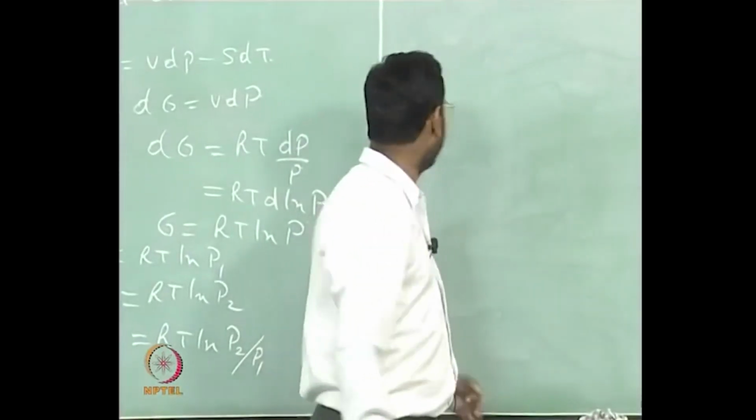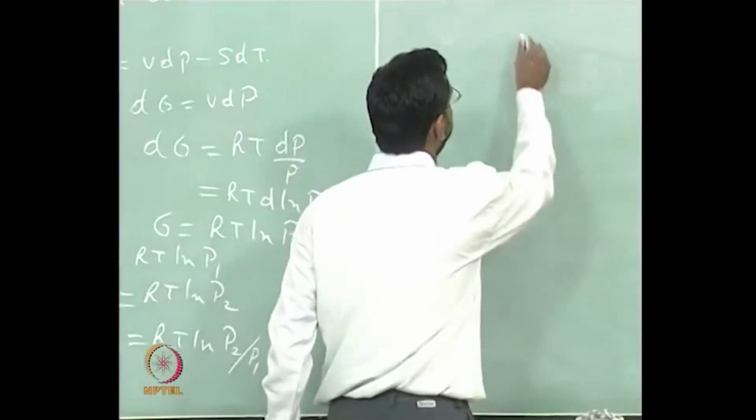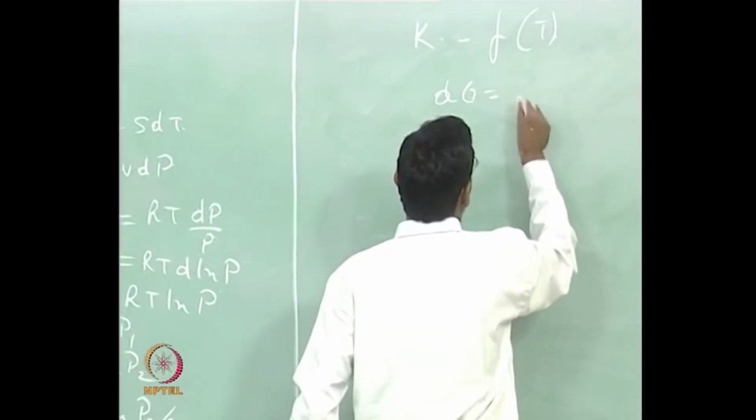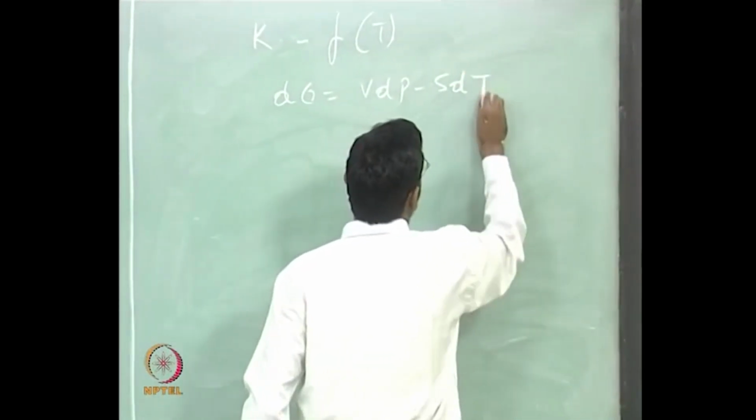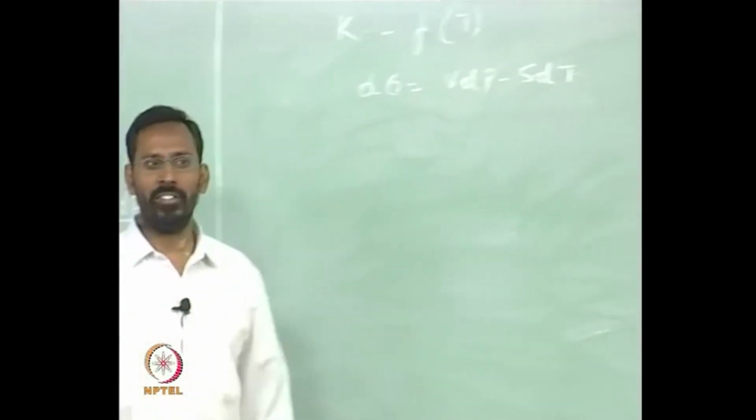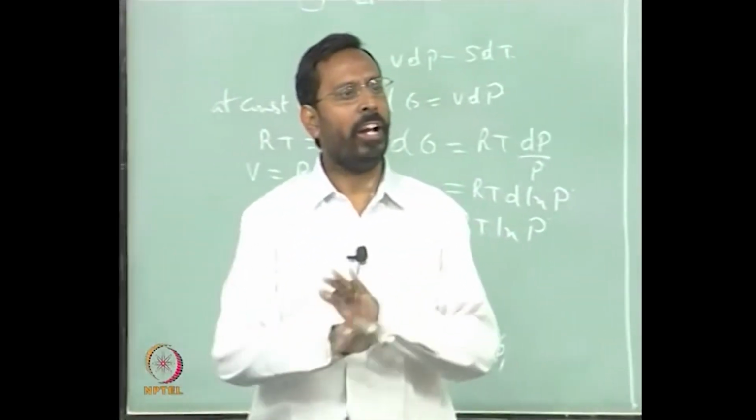our basic equation with which we have started, take dG equal to VdP minus SdT, and this time let us assume that we are doing it at atmospheric pressure.